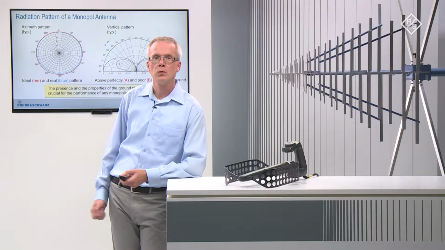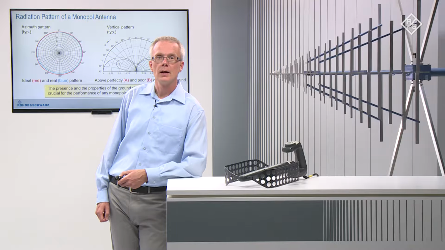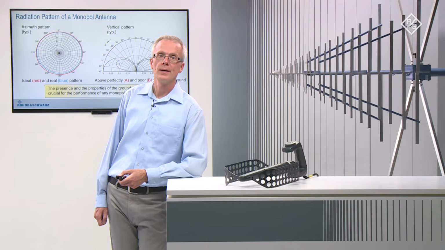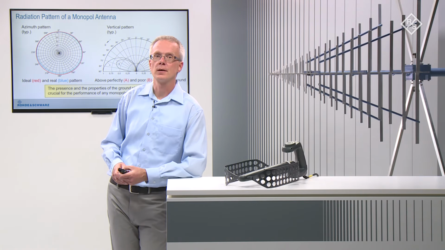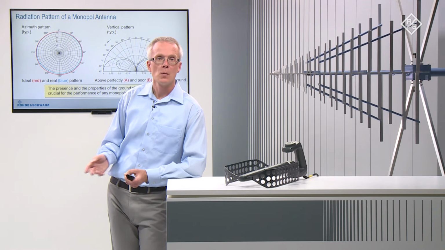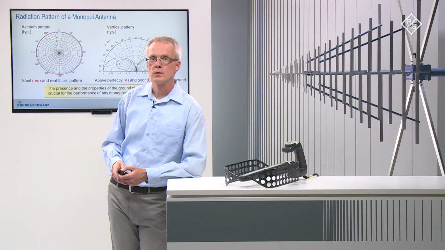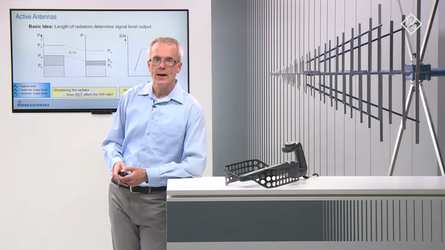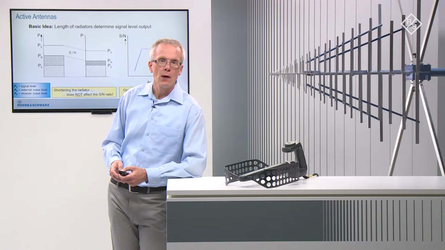Monopoles and dipoles can be used over a very wide frequency range, starting at lower HF frequencies up to several tens of gigahertz. Essentially, they are narrowband antennas, but we have learned several methods to increase their bandwidth. The next and final antenna type presented in this webcast are active antennas.